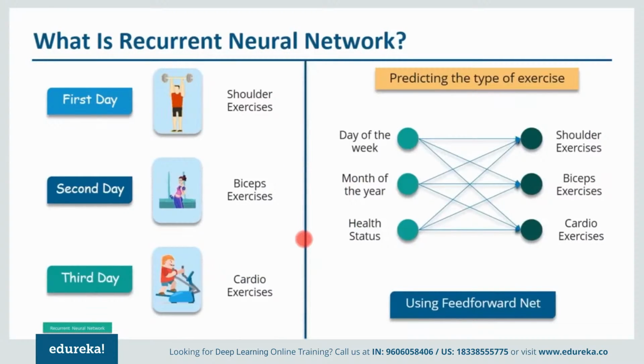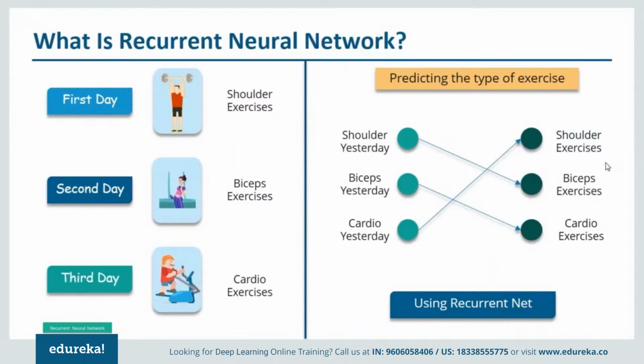Now what happens when we use a feedforward network for predicting the exercise today? We'll provide inputs such as day of the week, month of the year and health status. And we need to train our network on the exercises that we have done in the past. After that, there'll be a complex voting procedure involved that will predict the exercise for us. And that procedure won't be that accurate. So whatever output we get won't be as accurate as we want it to be.